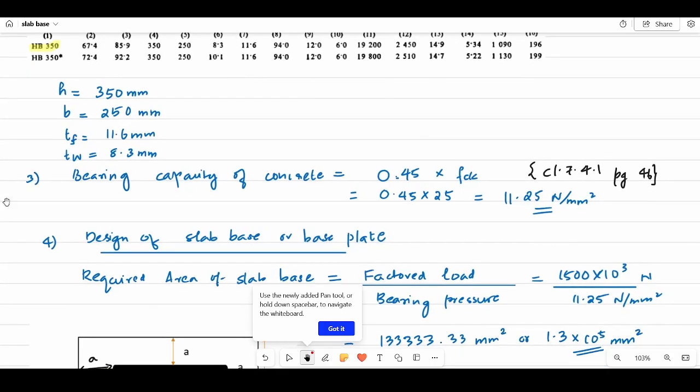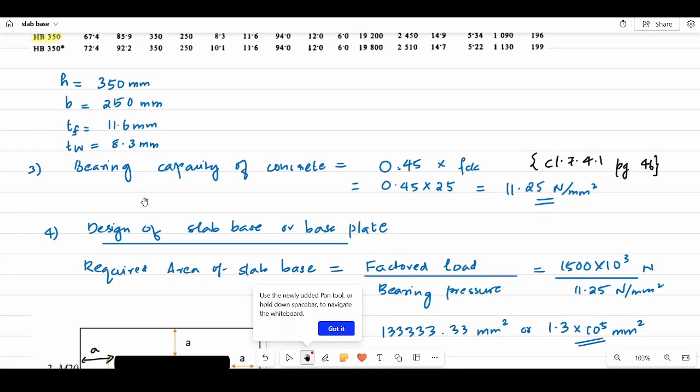After that, we have to find the bearing capacity of the concrete. Because the slab base basically has to bear the load, it is given as 0.45 times the design compressive strength. This is given in clause 7.4.1, where the shear resistance at the contact surface between the steel base and the concrete ground may be calculated using a friction coefficient of 0.45. So we apply a friction coefficient of 0.45 multiplied by the design compressive strength of M25, which is 25. When we multiply, we obtain a value of 11.25.